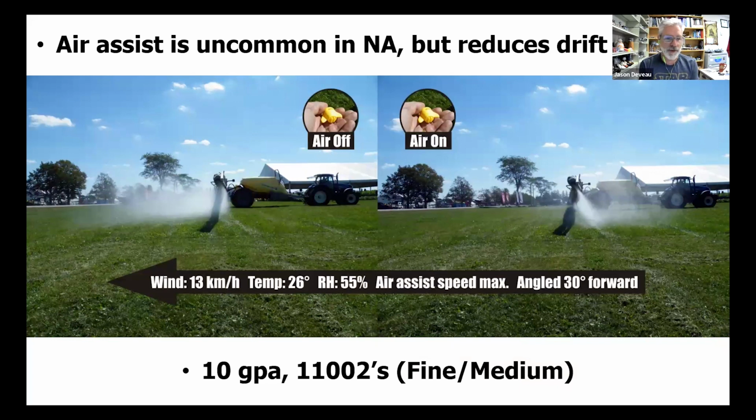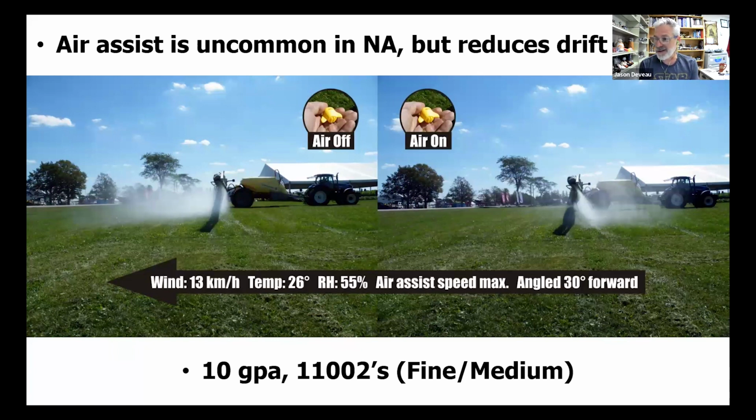You can see on the left with this Hardi pull-behind, the wind was going from right to left, and we didn't use air assist. And then we turned on air assist, which creates a curtain or a shroud of air. That's on the right, and it kind of blows into the direction of travel. And all of that drift moving downwind stopped. In fact, it starts to blow into the direction of travel. You can see some curls there.